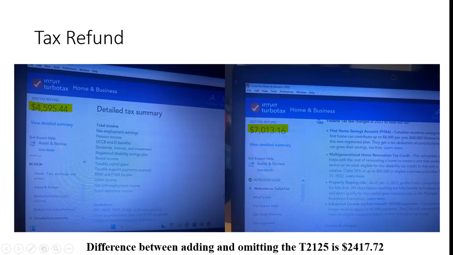Your tax refund may go up from $4,595.44 to $7,013.16. That's over $2,400. So you see a difference of $2,400 just by filling in this one particular form. This is your T2125. So this is basically how you fill in your T2125 to offset your tax owing or to add to your tax refund.